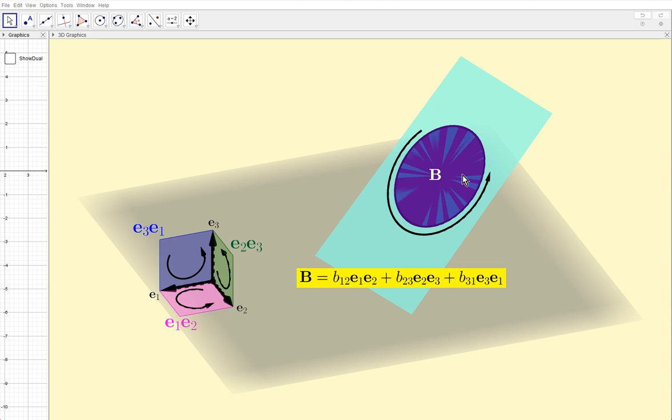So we can express any given bivector as the sum of some scalar times a unit bivector e1, e2, plus some other scalar times the unit bivector e2, e3, plus some third scalar times the unit bivector e3, e1.